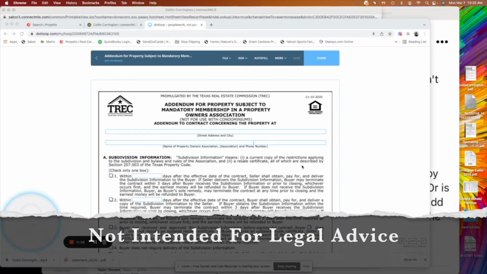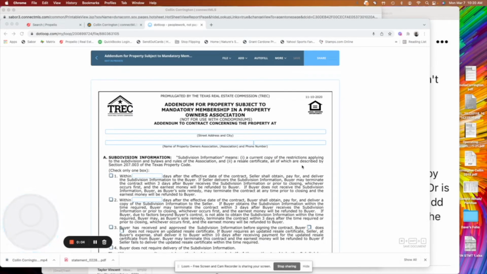All right, ladies and gentlemen, I had a request to show you all how to fill out the addendum for property subject to mandatory membership in property owners associations, aka HOAs. If you have a property in an HOA, it's required that you fill this out on your 1 to 4 contract. There's a section down at the bottom. You want to make sure you check that to show that you have something in the HOA and it's included with the 1 to 4 family.